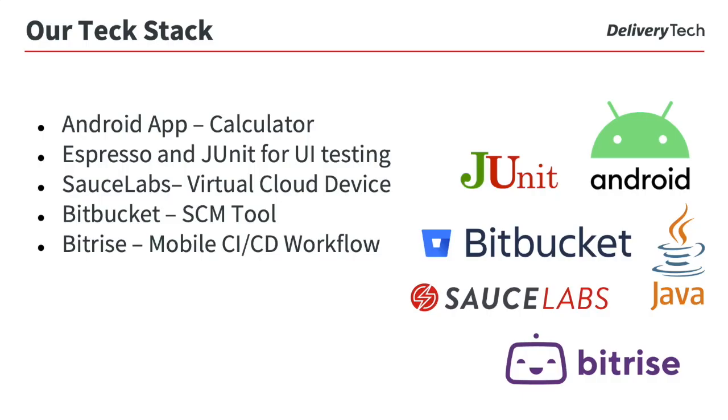So our tech stack in the demo: we are using an Android application. This is a simple calculator application, and we are using Espresso as a native tool and JUnit for running our tests. And we are using SauceLabs for running on virtual devices, and Bitbucket as our source control management tool, and Bitrise for the mobile CI/CD pipeline.